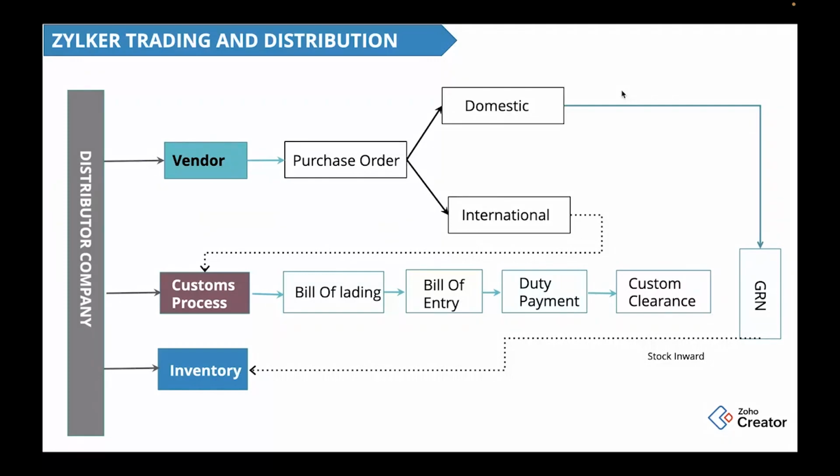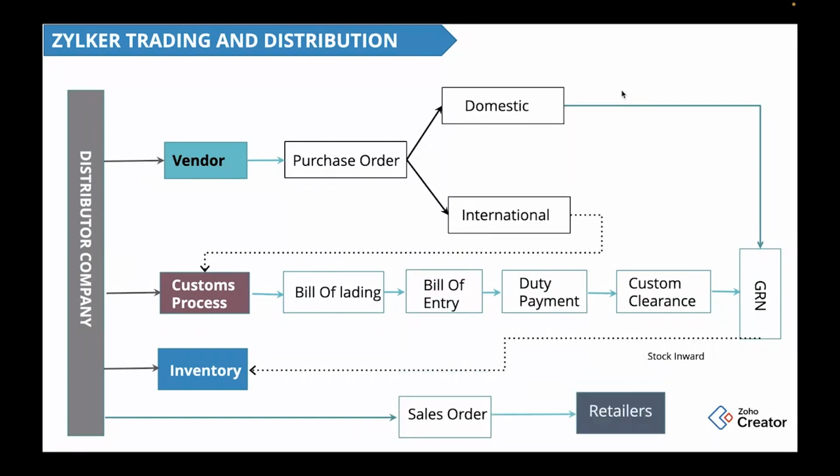And once the customs clearance is done, you can raise the bill, and the stock can be moved inwards into the inventory. Since the stock has moved into the inventory, now we can raise the sales order to the retailer, so that a retailer can buy the product from the distributor and sell it to the end customer. We also maintain the sales order, and we are also maintaining the stock of the inventory which goes outwards as well, where once the sales order is placed, we also update that in the inventory.